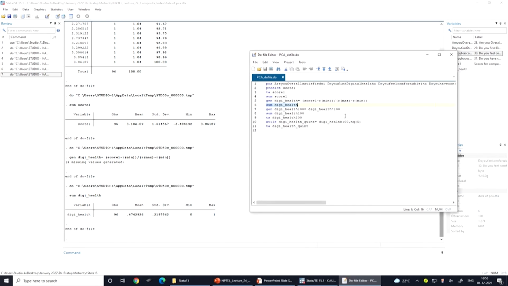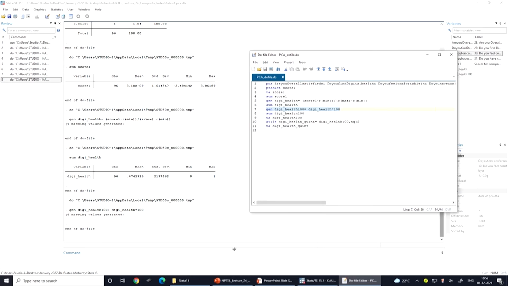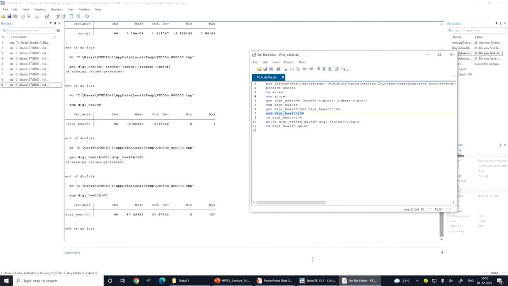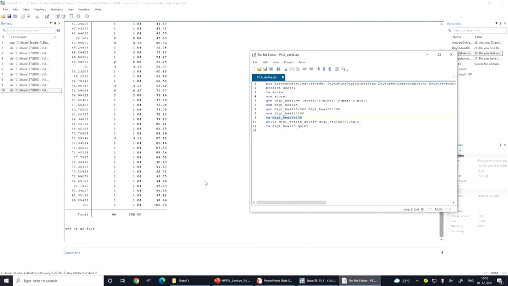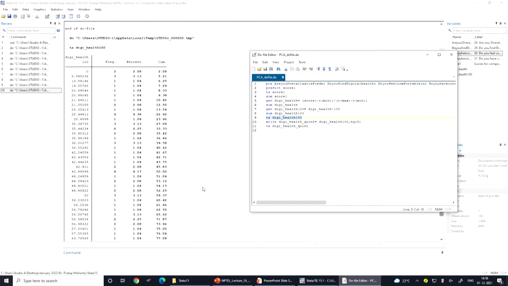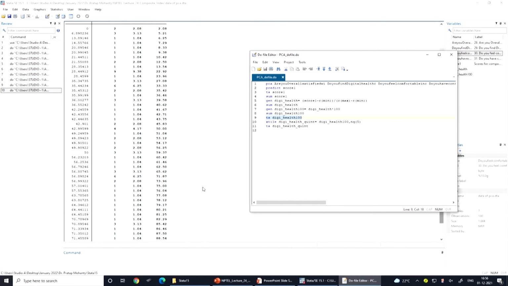Now we are going to scale it out of 100 to define an index. So we are multiplying by 100. Okay, so we have defined this. Once again we can summarize. Now you can see 100 will be your maximum score and 0 will be your minimum score, since we have multiplied by 100. Now we are going to tabulate that once again. We just want to see how it looks. Okay. Initially it was in fractions, now it is in absolute values. So we are now making the index.